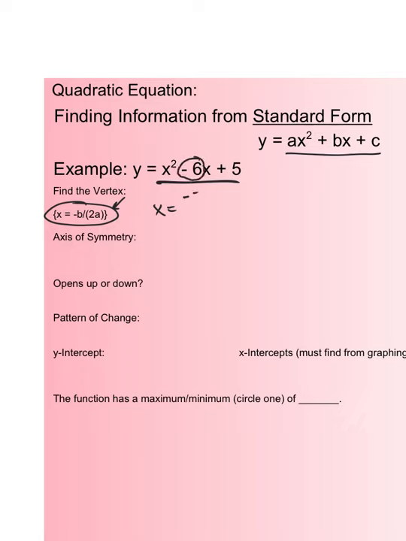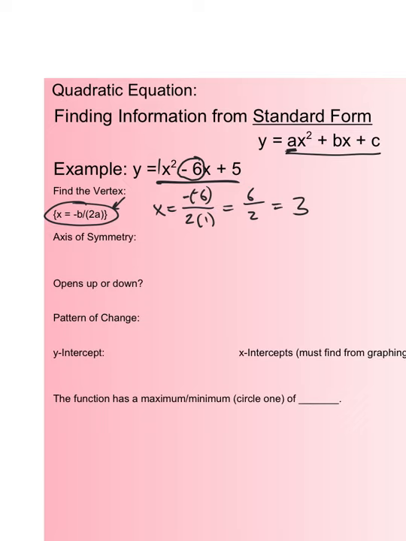So this is a -(-6) over 2 times a. Well, a in this problem would just be 1. So 2 times 1. Well, a -(-6) is a +6. 2 times 1 is 2. So this means the x value of the vertex in this particular problem would be 3.